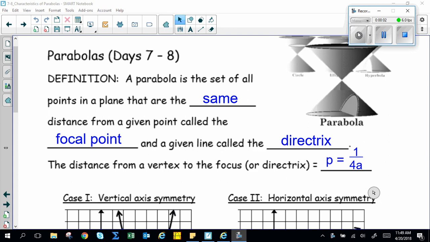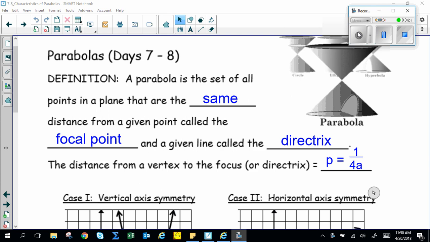All right, so the definition of a parabola is it's the set of all points in a plane that are the same distance, or equal distance, from a given point called the focal point or the focus, and a given line called the directrix. So the idea of a focal point is new to a parabola. The idea of a directrix is new.